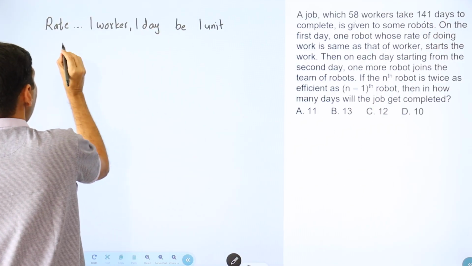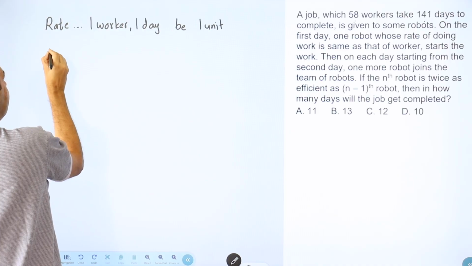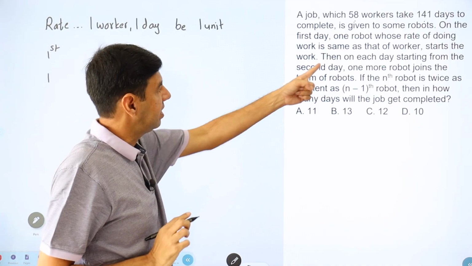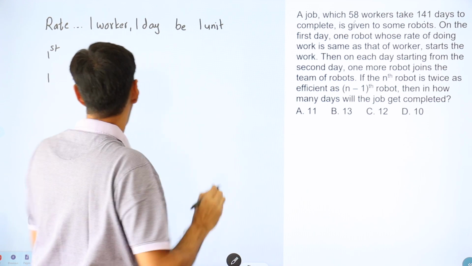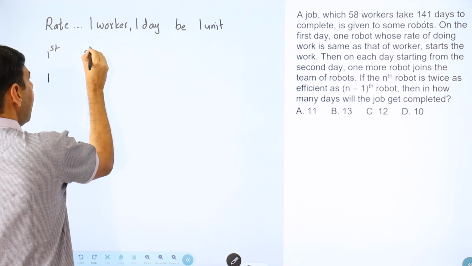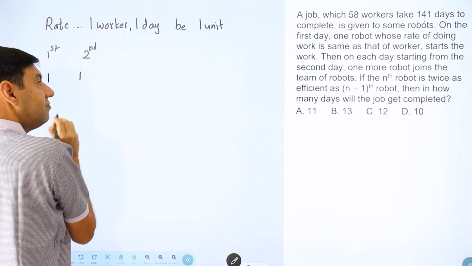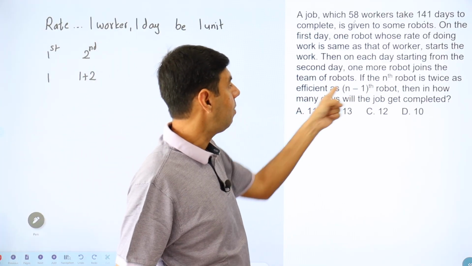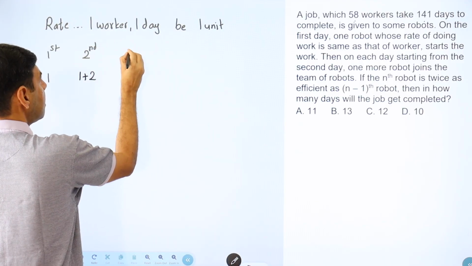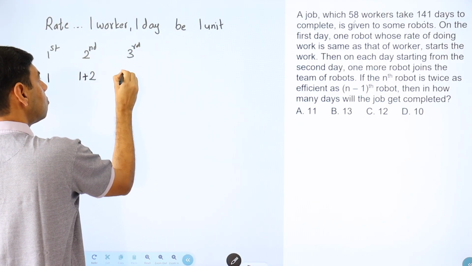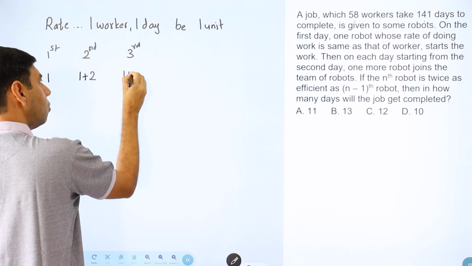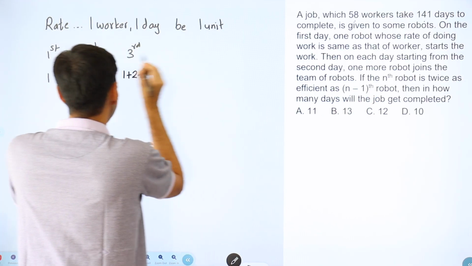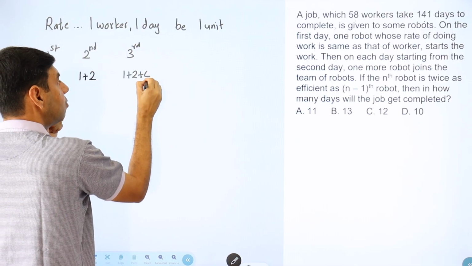Okay, so now the first day the robot comes in, he'll be doing only 1 unit because he is as efficient as the man. Now on the second day, the first robot will do his work, but the second robot is going to do 2 units because he is twice as efficient. Then on the third day, the first robot is going to be there and the second robot is also going to be there. And the third robot comes in who is twice as efficient as the second one. So this guy is going to do 4.